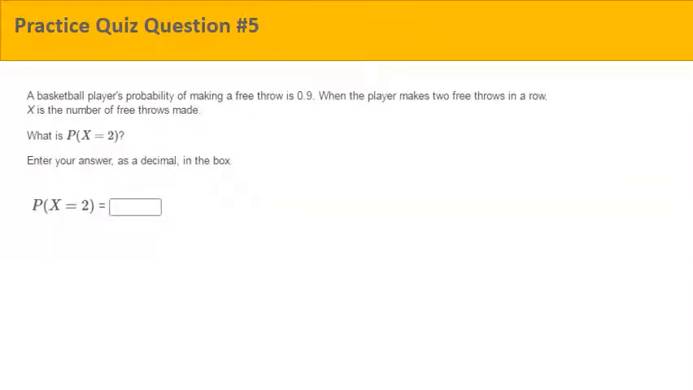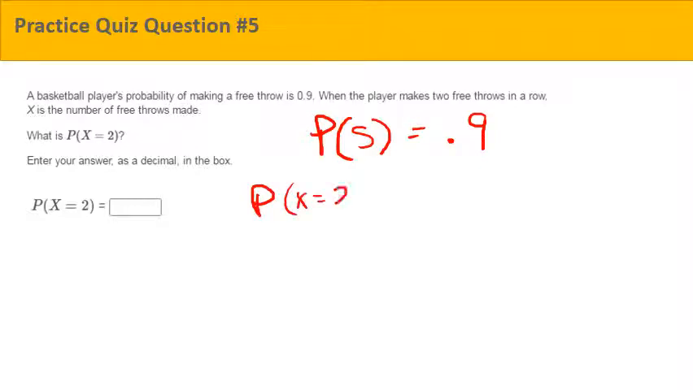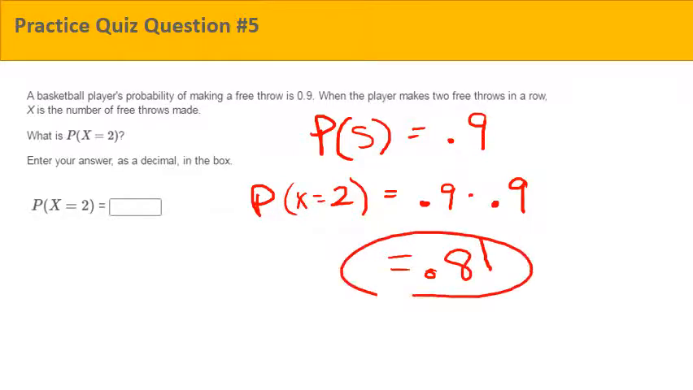Okay? All right, so let's take a look at a problem just like your question number 5. So if we know the probability of success is 0.9, what is the probability that he will get x equals 2? So the probability of 2 free throws in a row. So the probability that he gets 2 in a row means we take 0.9 times 0.9, which is success times success. So we get 0.81. Okay, and that's what you would put inside here, 0.81.